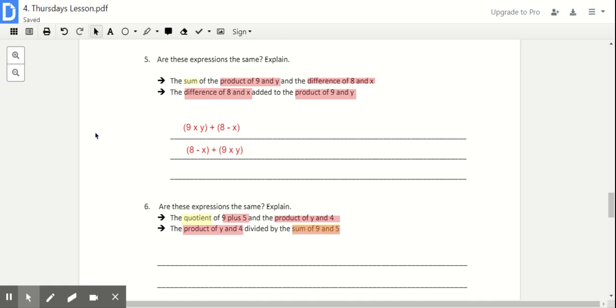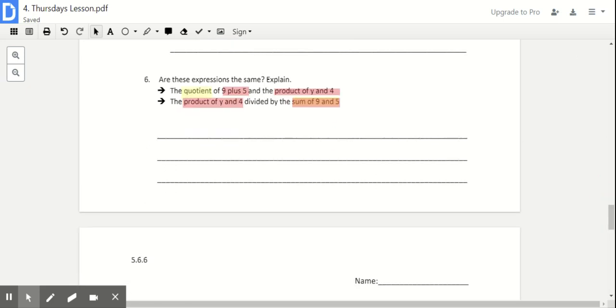Does order matter when we do addition? No. So these can both be interchangeable because we are doing addition with the two groups, and the two groups are exactly the same. So realize why these are the same. They have the same groups, just put in a different order, and order doesn't matter because we are just doing addition here.